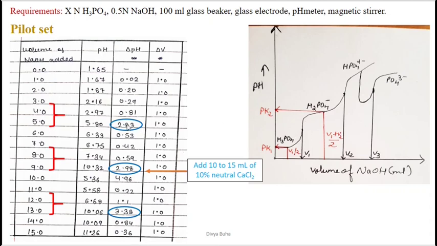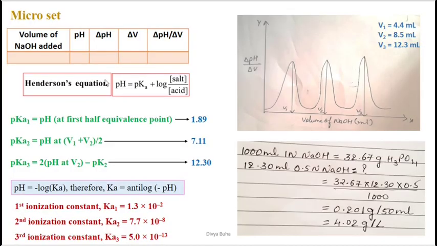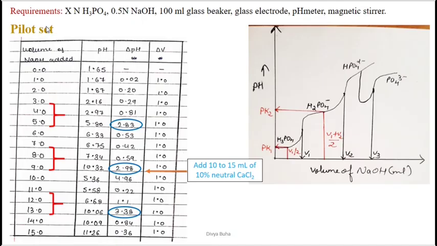And this is your first jump, because the equivalence point would be obtained from the pilot set. So the pilot set will give you the first jump. If you check the readings, this is the maximum difference in the pH value. So this is your first jump.